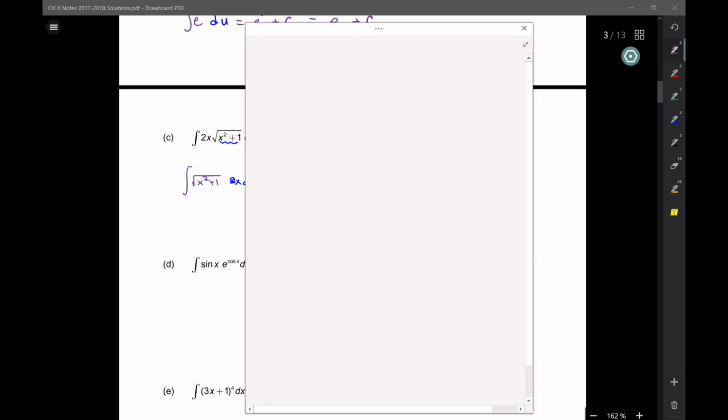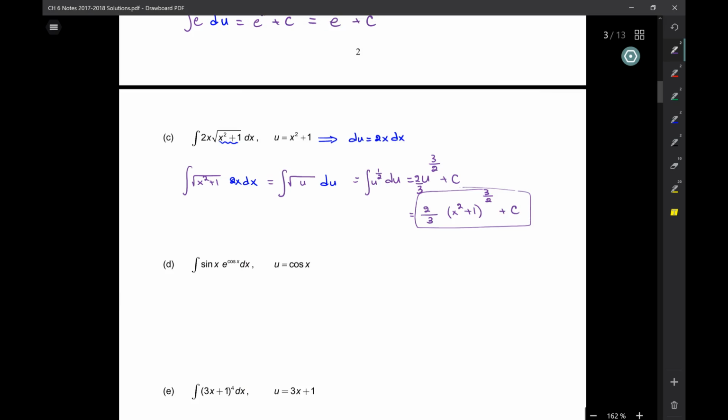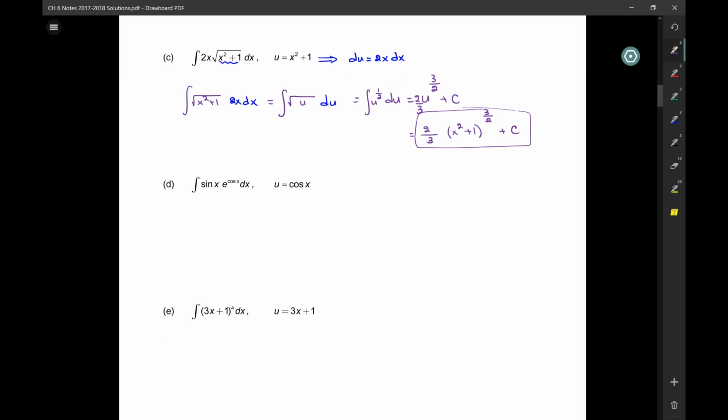You add 1. I did skip a step. u to the 1/2 du. You add 1, so it becomes 3/2. Divide by 3/2. Okay, so I'm going to skip that step from now on because we're older and wiser now. Basically, you just multiply by the reciprocal from the get-go. I know it's basically over 1.